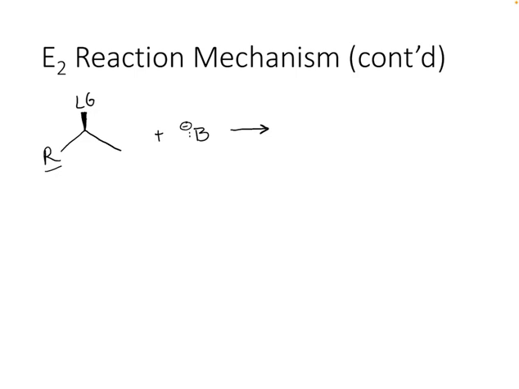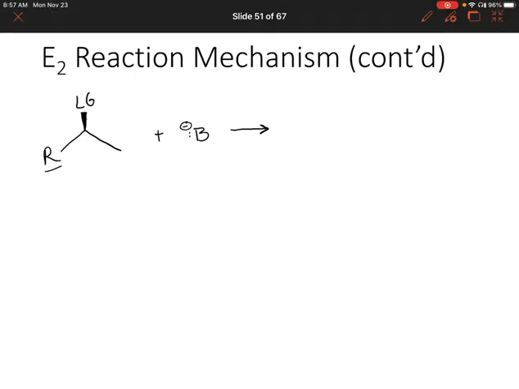Okay, now we have to figure out what is our product and which hydrogen will be deprotonated. So first things first, let's find our alpha carbon. Again, the alpha carbon is the carbon bonded to the leaving group, and then our beta carbon is right next door. So we know that the base is going to take a proton from the beta carbon.